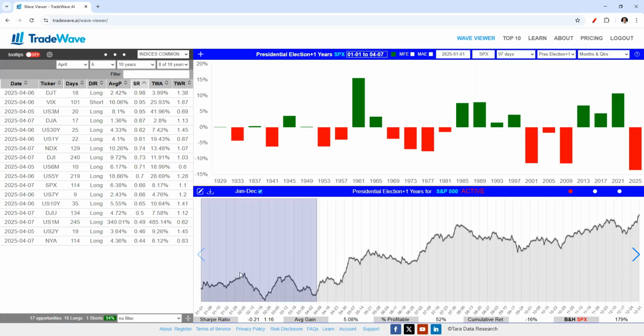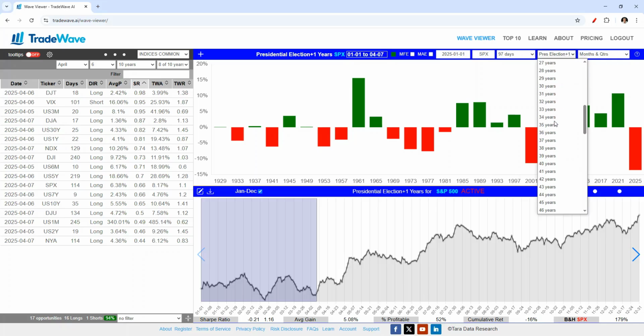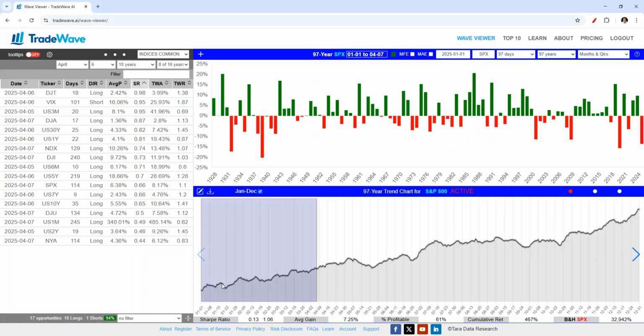Look at this trend chart. The trend chart is showing really volatile times. This is an average directional movement of all of the presidential election plus 1 years. Usually when you see these crazy moves like this, that means this is really volatile. What if we just look at all the years, which is 97 years? You see how smooth it is? When we looked at all of the years, it's typically very smooth, but PE plus 1s seem to be very volatile. So back to PE plus 1.